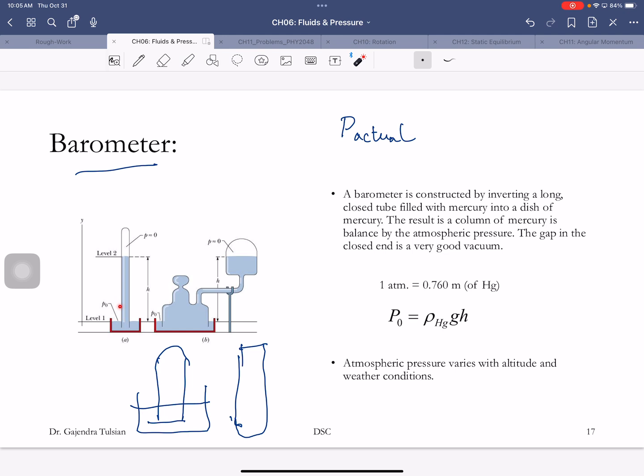And that 76 centimeters of mercury is balancing a column of air of equal width. This air all the way to space is being balanced by this mercury. And that's 1 atmosphere. Do you guys understand that? So 1 atmospheric pressure is 760 millimeters of mercury. So when your blood pressure is 120 millimeters of mercury, that's about 15% of the atmosphere.